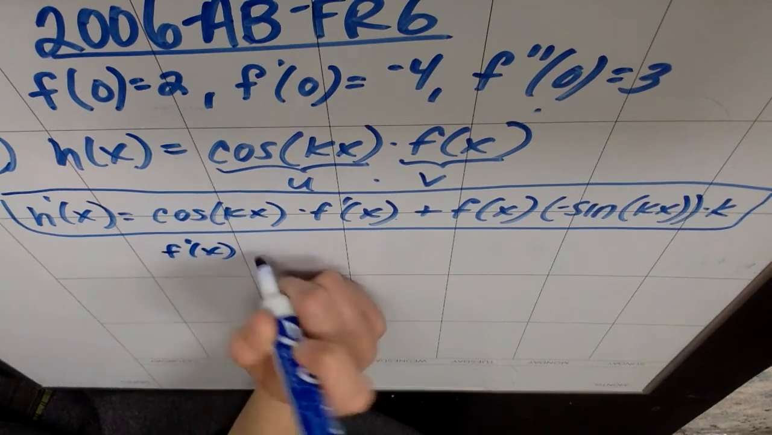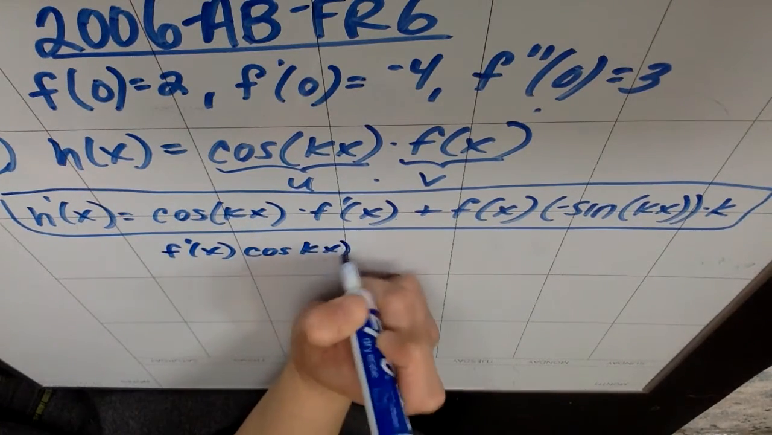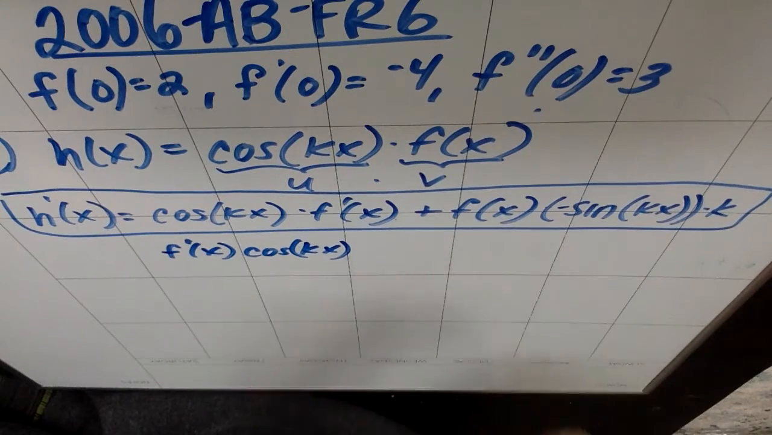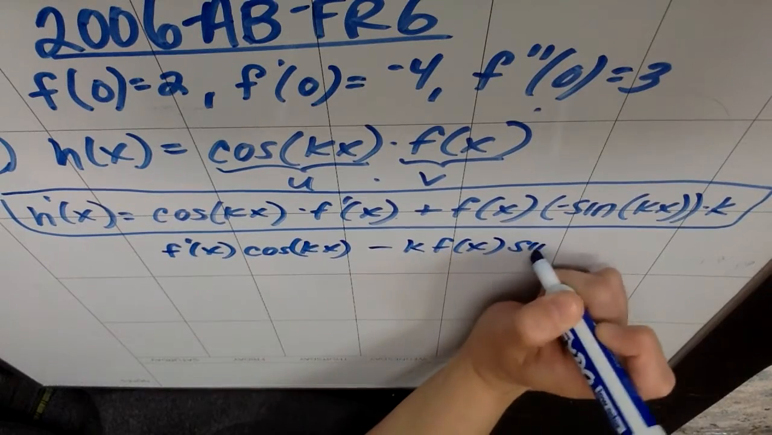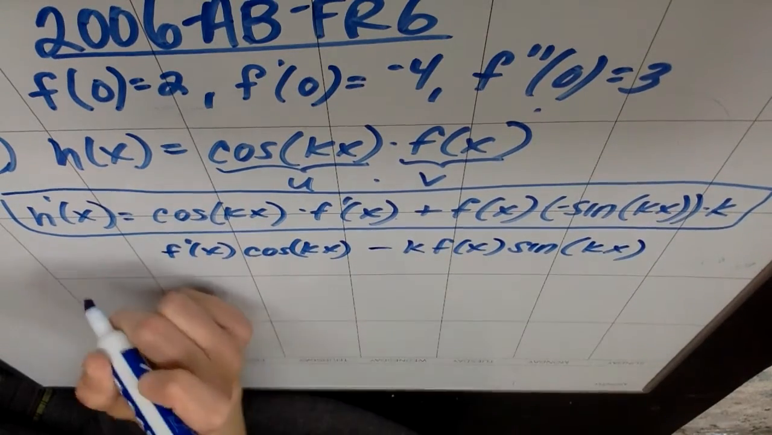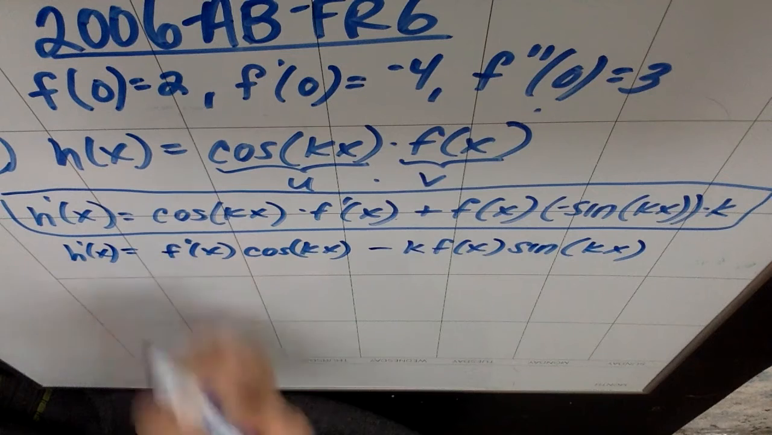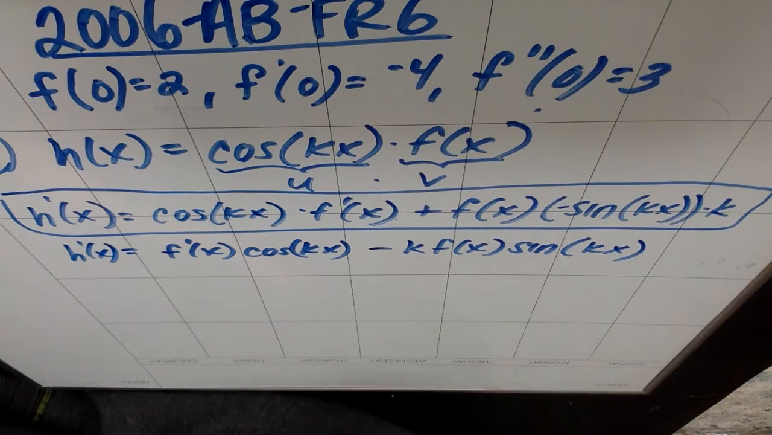But if you want to try and make it nicer, you would probably make this an f prime of x in front of the cosine of kx, right? Cosine of that quantity. And then I'd probably move the negative and the k to the front and make this a negative k times f of x times the sine of kx. So if you wanted to make it nicer, it would probably look like this. But again, there's not a huge reason to make it look nicer. They just want the right answer, and that first answer was the right answer.